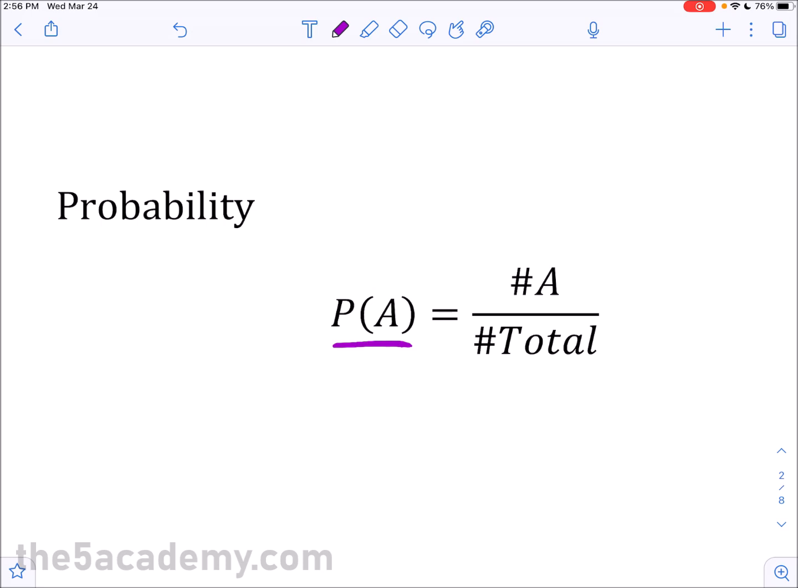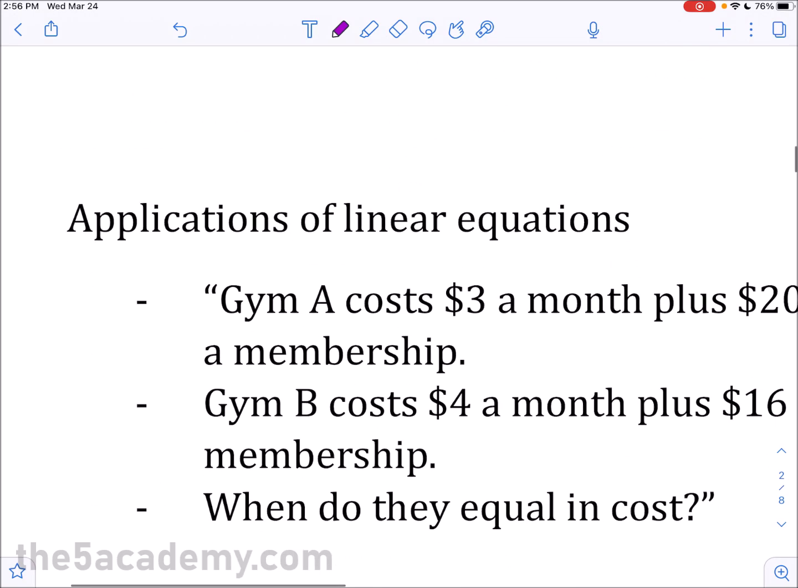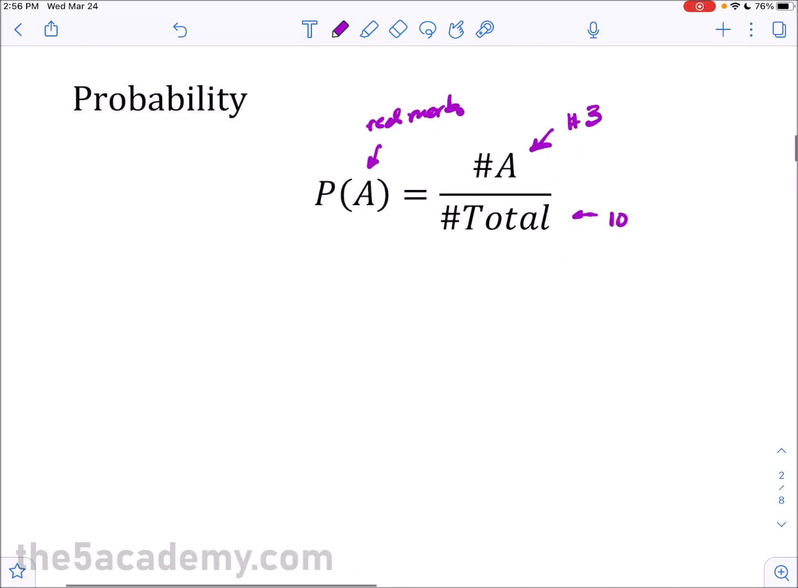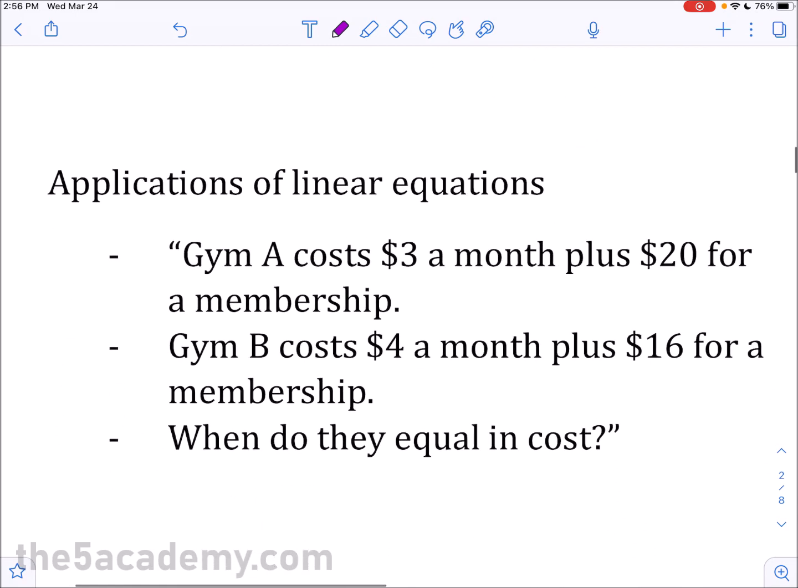Probability. The classic example is you have 10 marbles and they're all in a bag and 3 of them are red. So what's the probability of drawing a red marble? It's just going to be the number of red marbles. If we're looking for the probability of event A, which is red marbles, then it would just be the number of red marbles, 3, divided by the total, which is just 10. And that's a 30% probability. So that's how you do those. There are more complex probability problems. This is just the more simple formula that you need to remember.